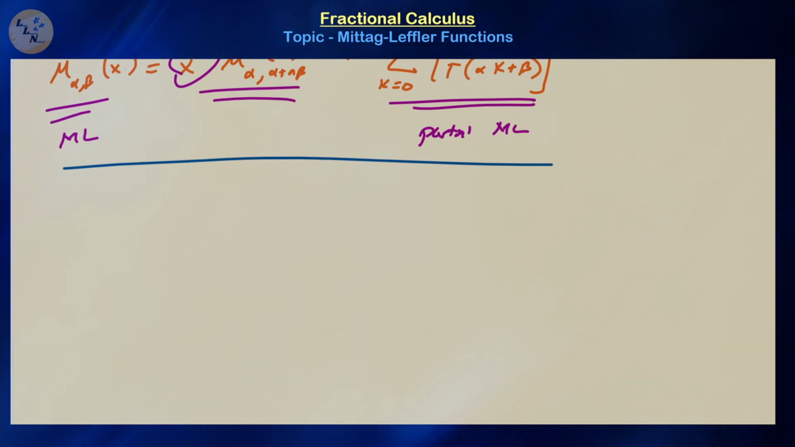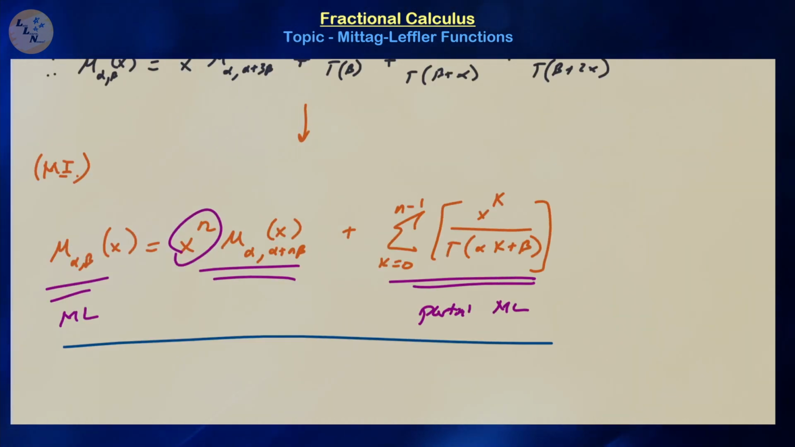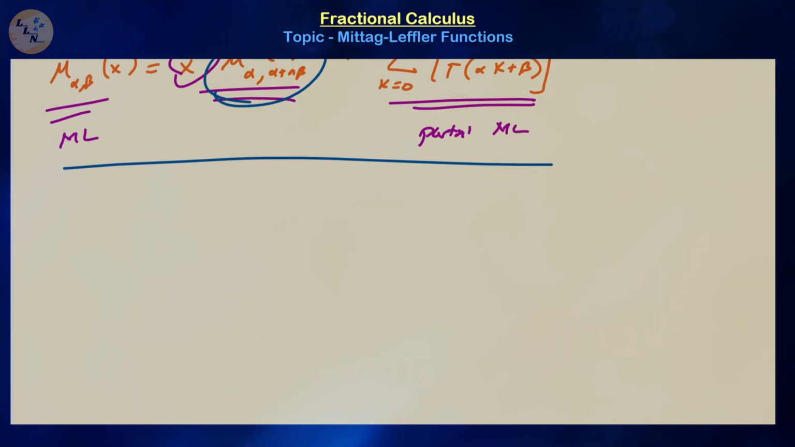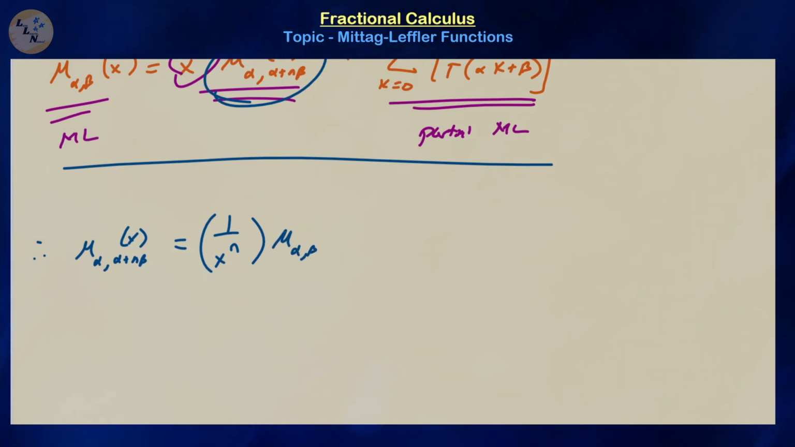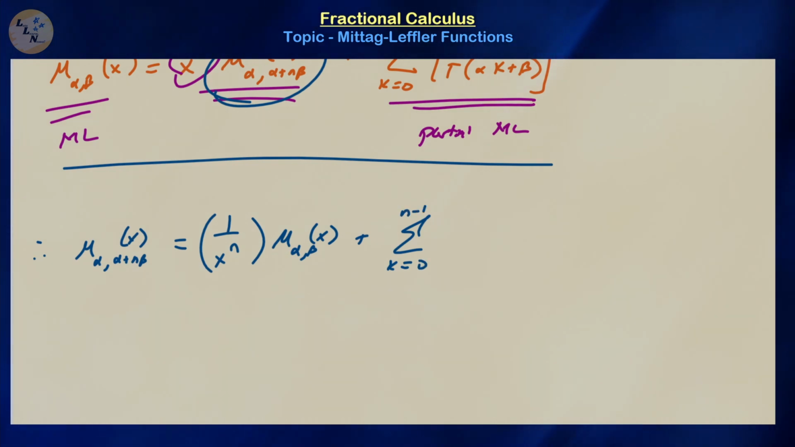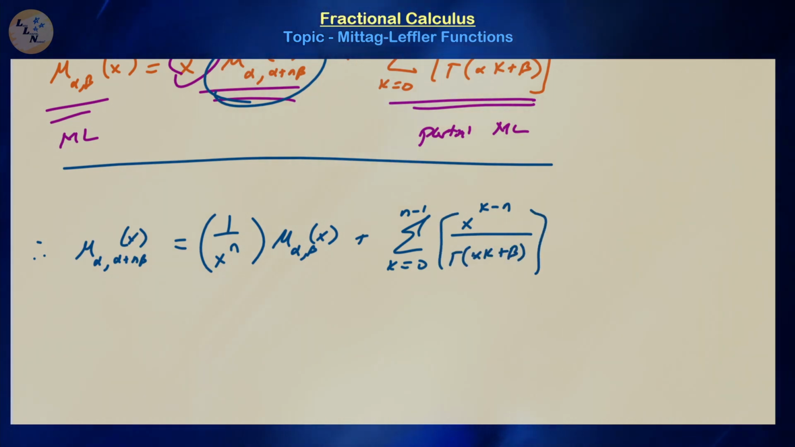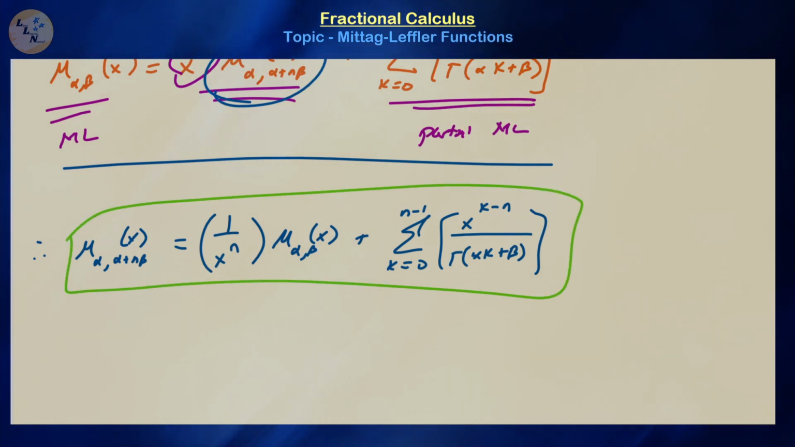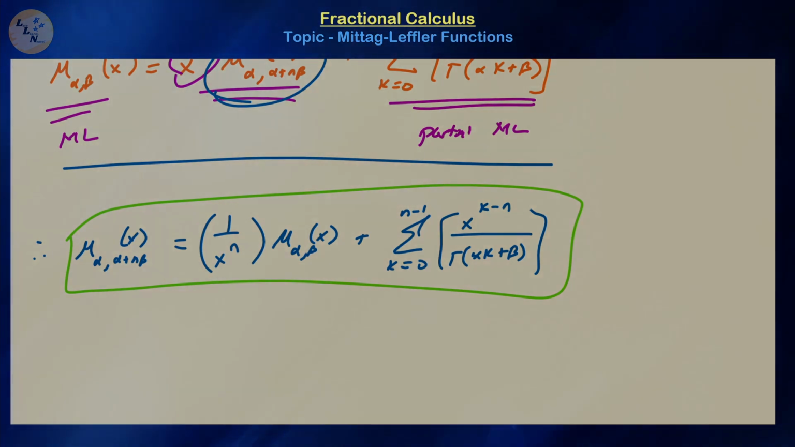So of course you can rearrange this to solve for this shifted version of the Mittag-Leffler function, and you can get the following identity. In particular, Mittag-Leffler of alpha, alpha plus n beta of x is equal to 1 divided by x to the power of n, times the standard Mittag-Leffler function alpha beta, plus our partial Mittag-Leffler function, the sum from k equals 0 to n minus 1 of x to the power of k minus n divided by gamma of alpha k plus beta. Right? And again, that's just another way of rewriting one Mittag-Leffler function in terms of a series of other Mittag-Leffler functions, which again is going to be very, very important.